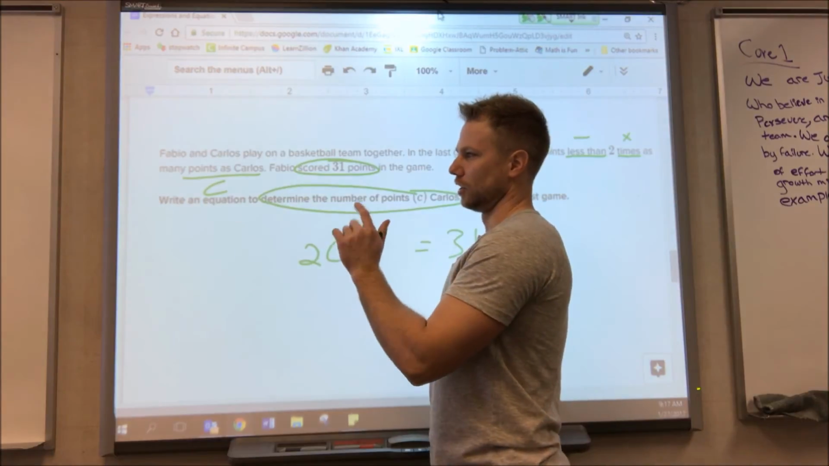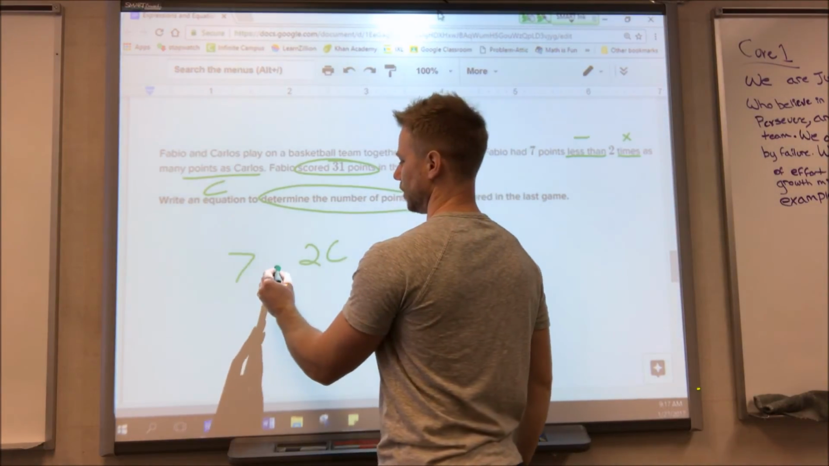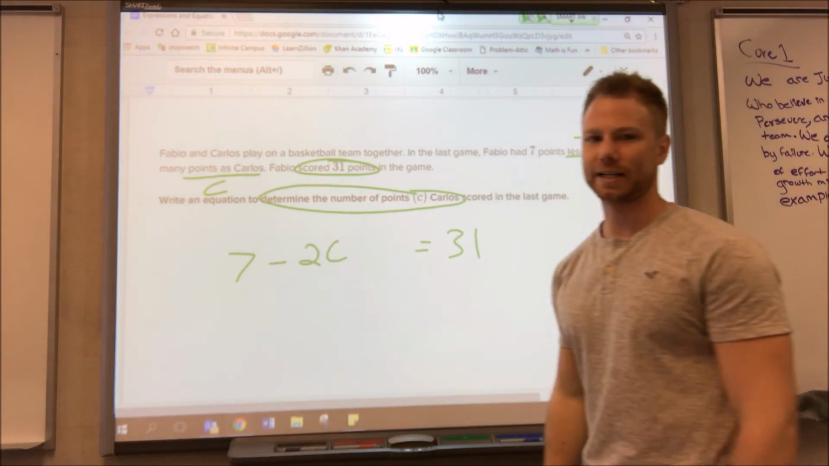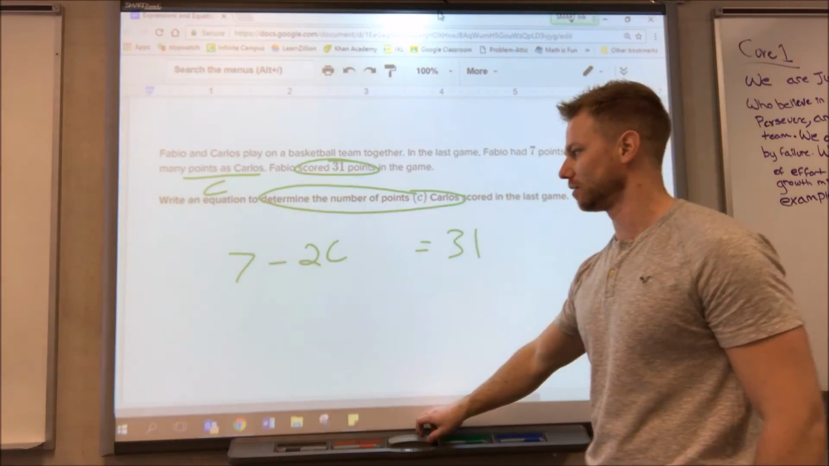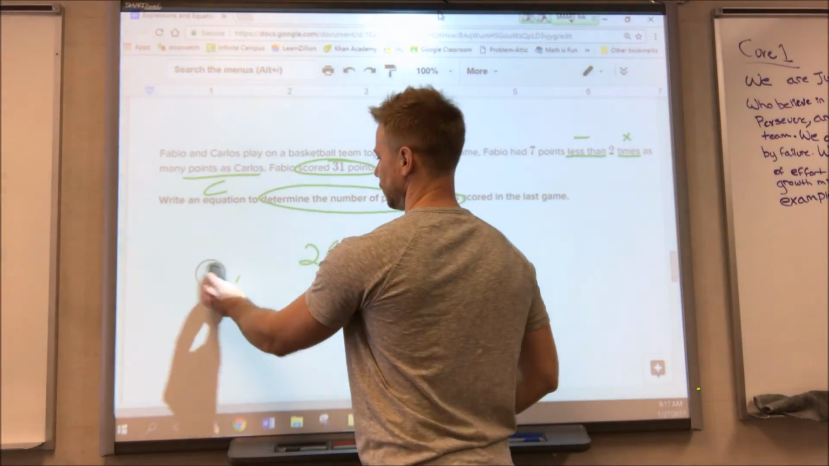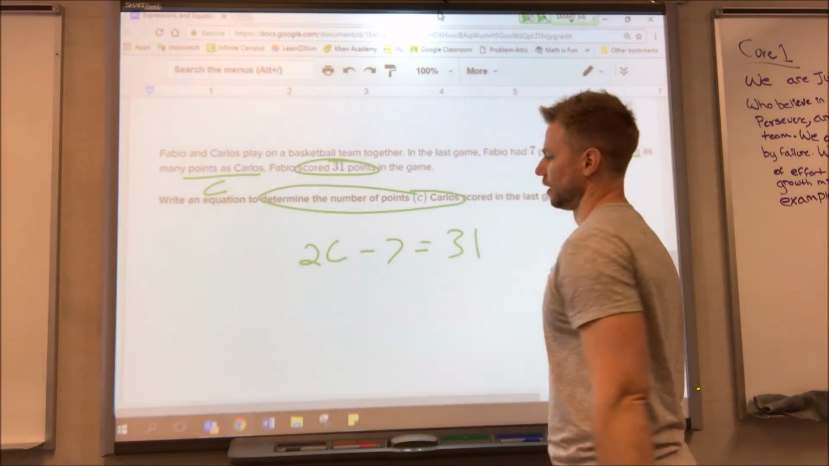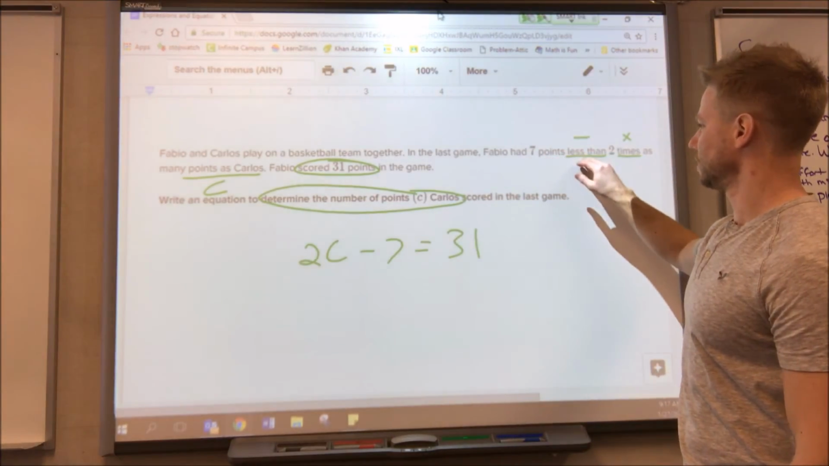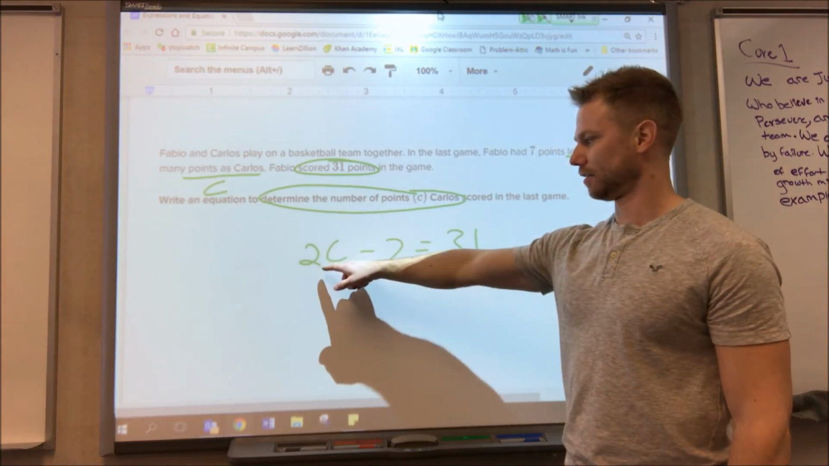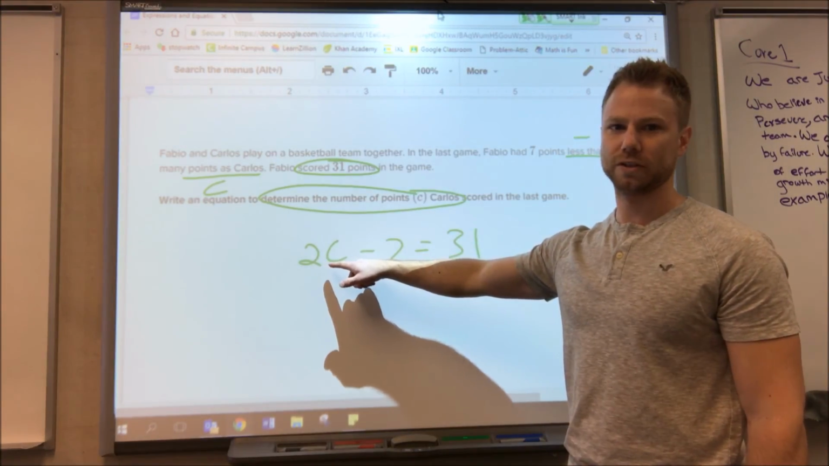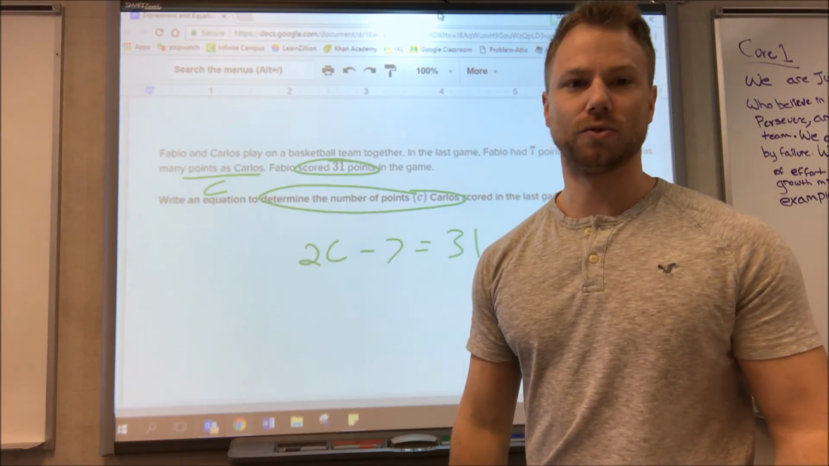Okay, the thing that we're going to want to do, the thing that seems natural a lot of times is doing 7 minus 2c. Okay, but that is not how this needs to be written. It needs to be written 2c minus 7, because it's 7 less than 2 times Carlos. So 7 less than 2 times Carlos's points. Okay, a couple examples. Keep those keywords in mind as you're working through this practice.